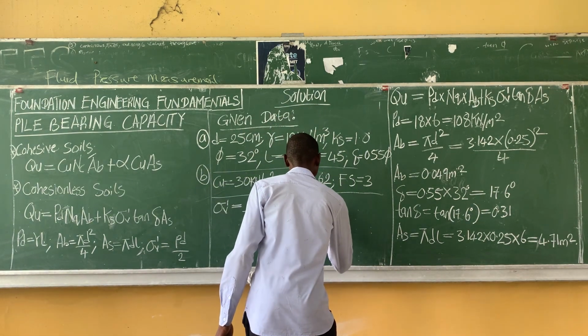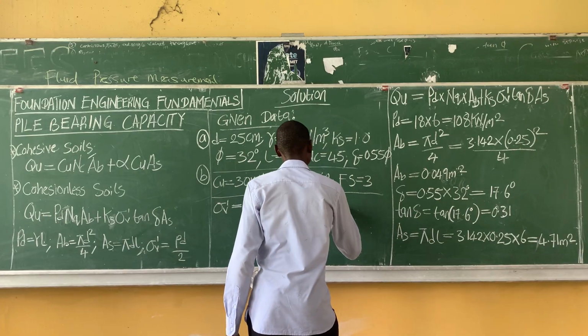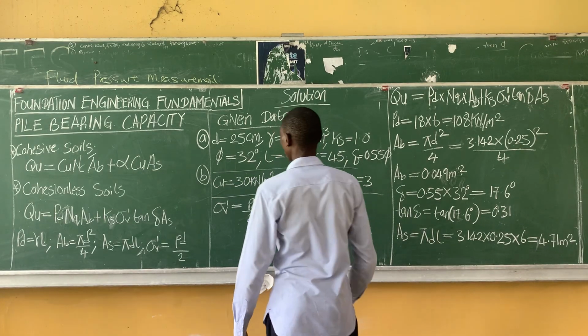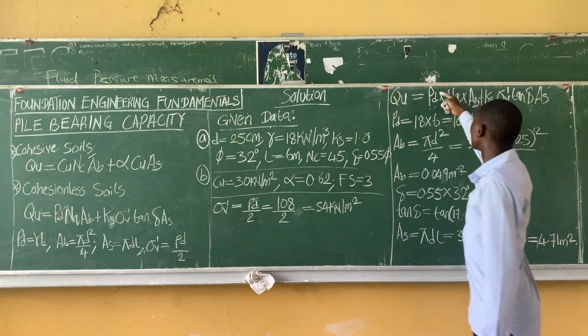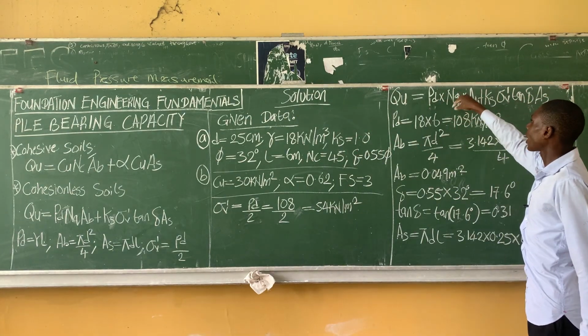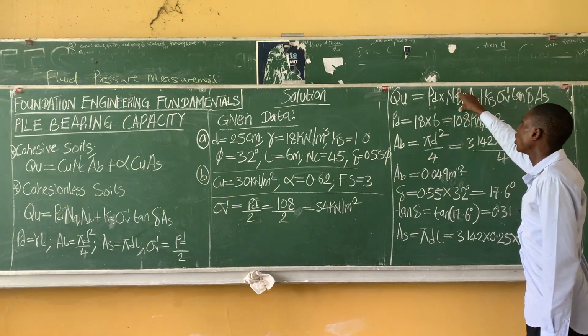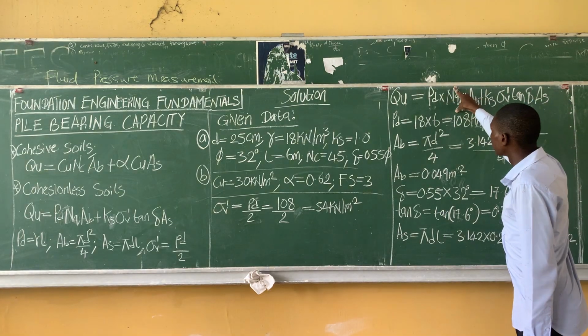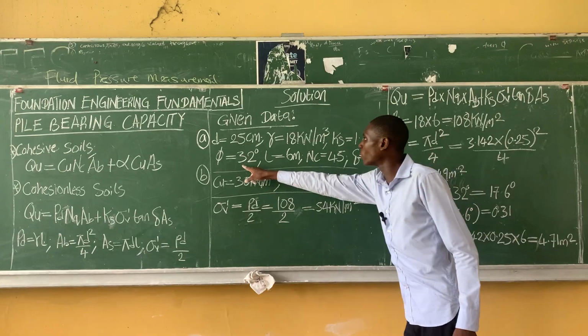That will give us 54 kilonewton per meter square. Alright. Now, how do we get this bearing capacity factor? For us to get our NQ, which is our bearing capacity factor, we need to head over to the bearing capacity table, where we'll be making use of our phi.